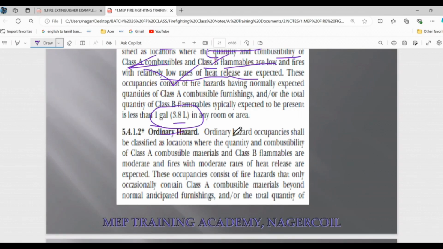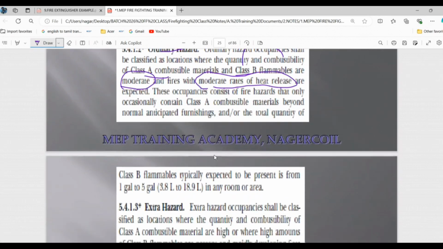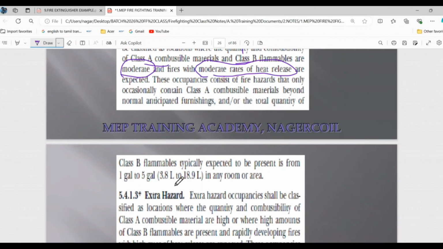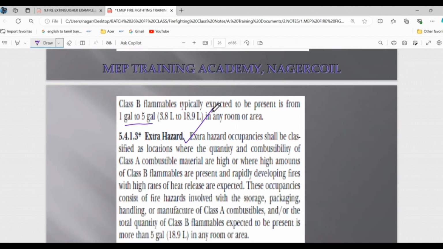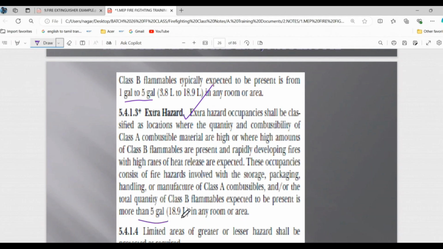And ordinary hazard, what they mention here, class A and class B, quantity and combustibility is medium. If fire happens, a moderate amount of heat will come. Then for class B they have shown the capacity of fuel: 1 gallon to 5 gallons will be there in the room. Earlier it is 1 gallon, now 1 gallon to 5 gallons. If it is more than 5 gallons, then it will come to extra hazard.